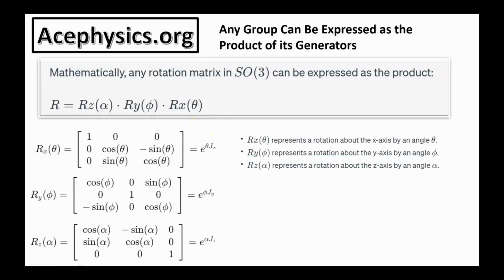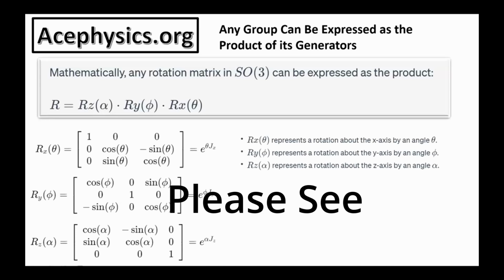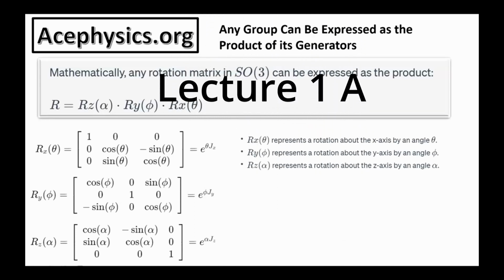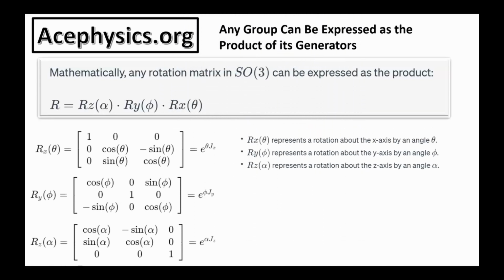I have told you everything you need to know about skew-symmetric matrices. Now I'm going to move on to discuss how we compute the generators of the group SON. In Lecture 1A, I explained that any group can be represented by its generators. Understanding the group generators is crucial because they contain all the structural information about the group, which is essential for accurately modeling physical systems.